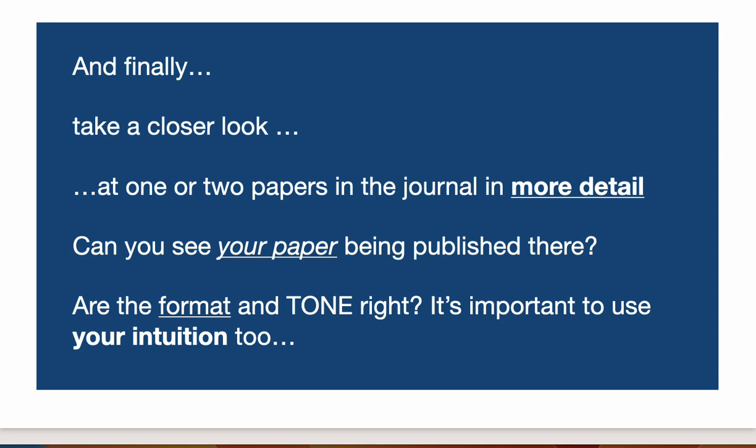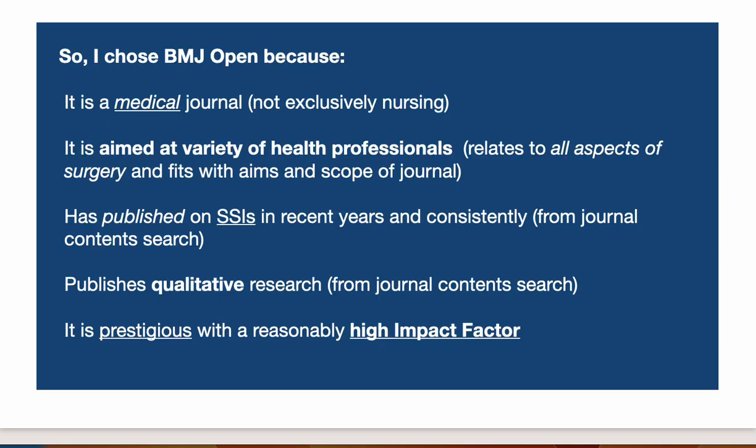And finally, take a closer look at one or two of the papers in the journal that you've selected in more detail. Look at the structure, look at the language, look at the length, look at the distribution of the word count, look at whether there are lots of tables or graphs, or how is it set out? What's the style? So can you see your paper being published there? Are the format and tone right for you? And it's important to perhaps use a little bit of an intuitive feeling on that. Does that feel a comfortable place where you feel you can see your work being published?